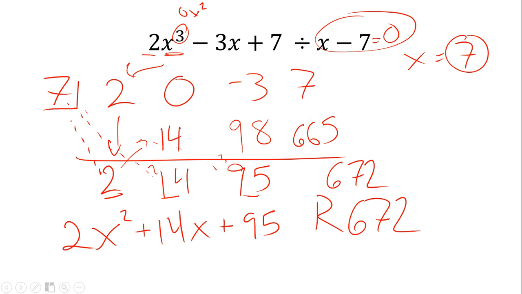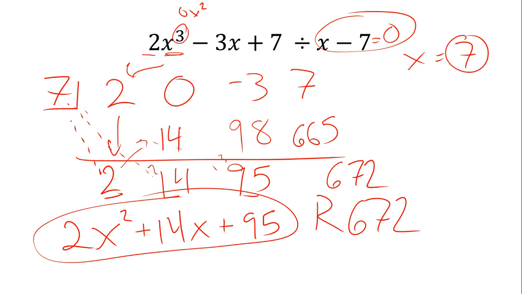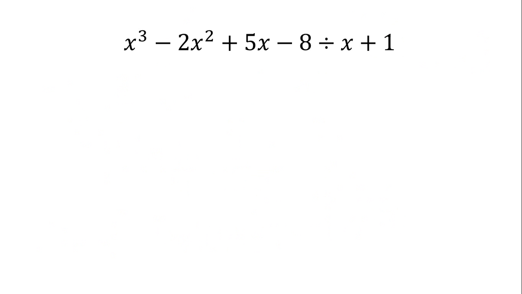So as you see here, this would be what happens if we were to factor out a x minus 7, but we have a remainder, so it doesn't factor out perfectly. All right? And again, we'll use the remainder theorem. So x minus 7 is not a factor of this polynomial. And that's synthetic division. Let's do another example.